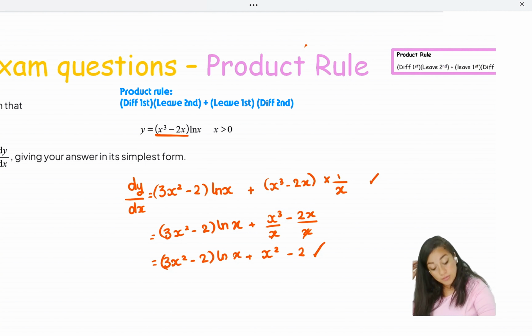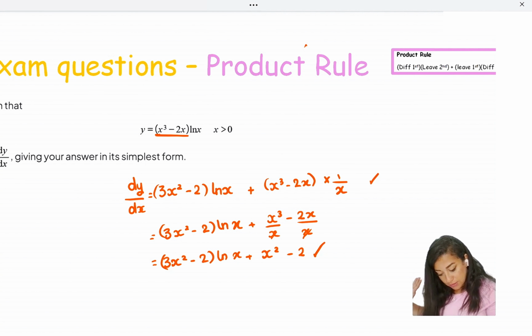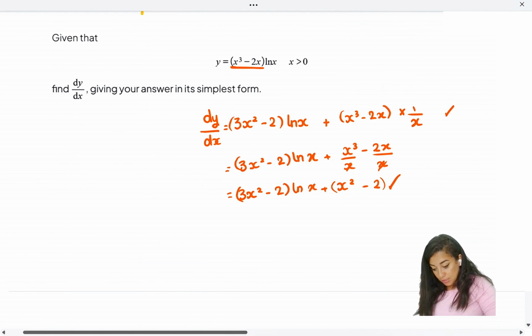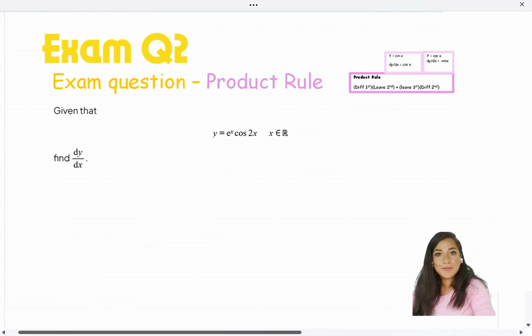It does say give your answer in its simplest form. I feel like there isn't a form simpler than this. So I think that's okay. I think that looks good. Anyway, let's look at another one. We'll get a little bit of trig in there.